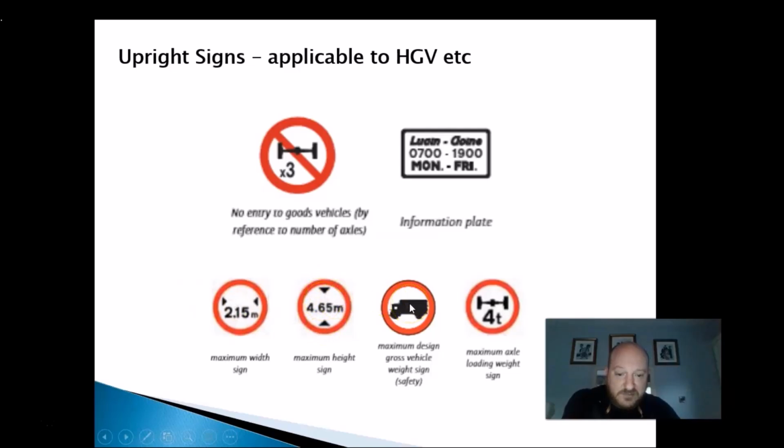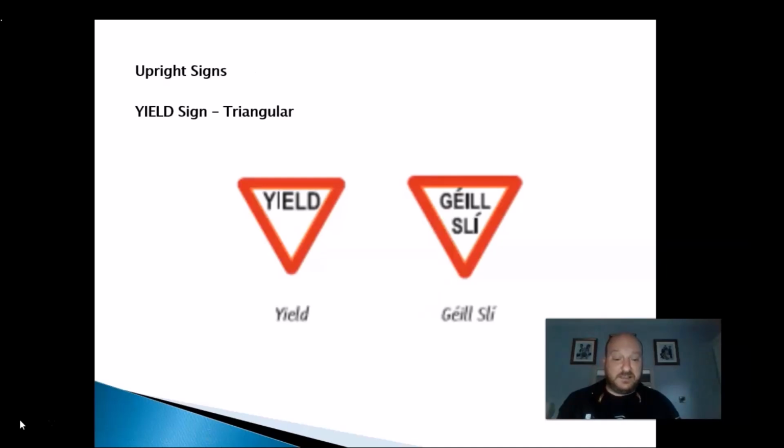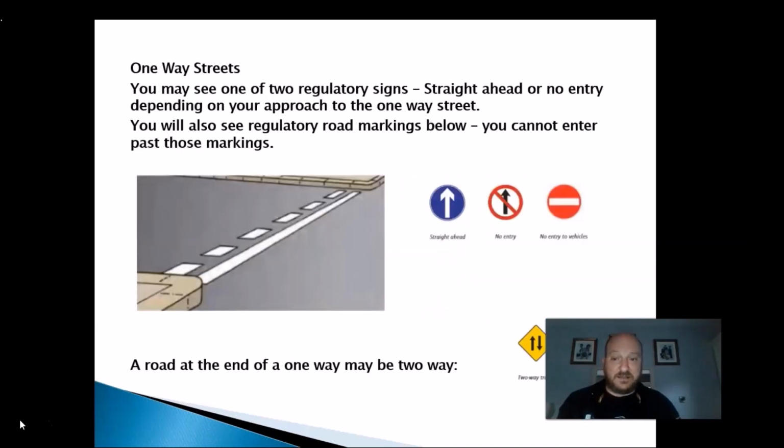Maximum design gross weight. And this one is a maximum axle load and weight sign, so no more than 4 tons. This is no more than 3 axles, but this is no more than 4 tons. That's the stop sign I mentioned earlier. Because of the shape of it, you know exactly what it is. And these are yield signs because of the shape of them, you know exactly what they are.